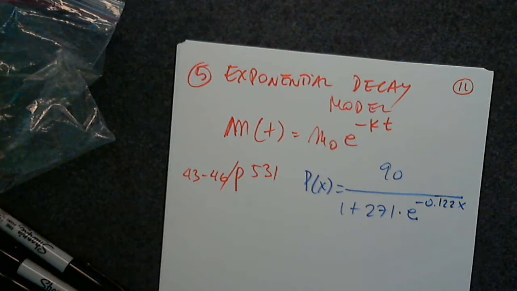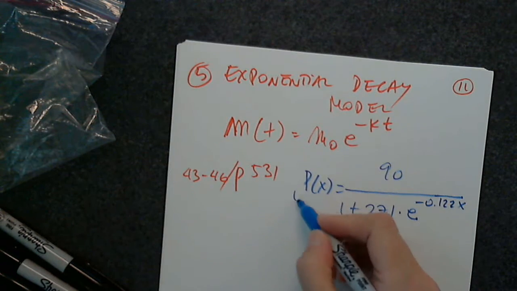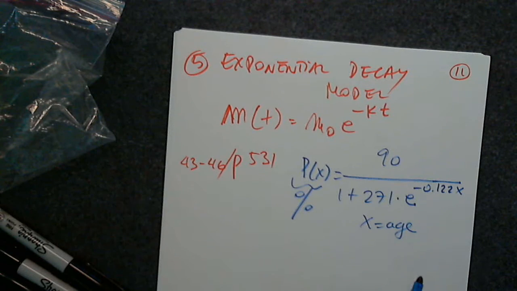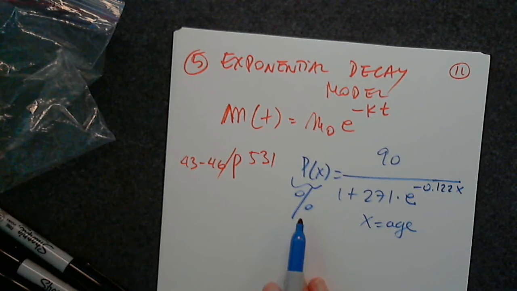Okay, so let's answer the first question. Let me explain what that all means. So the logistic growth model models the percentage, P of X, percentage of Americans who are X years old with some coronary heart disease. So X is the age. The percentage means at a particular age, such and such percentage, according to the model, have some heart problems. Coronary heart disease. Use the function to solve exercises 43 through 46.